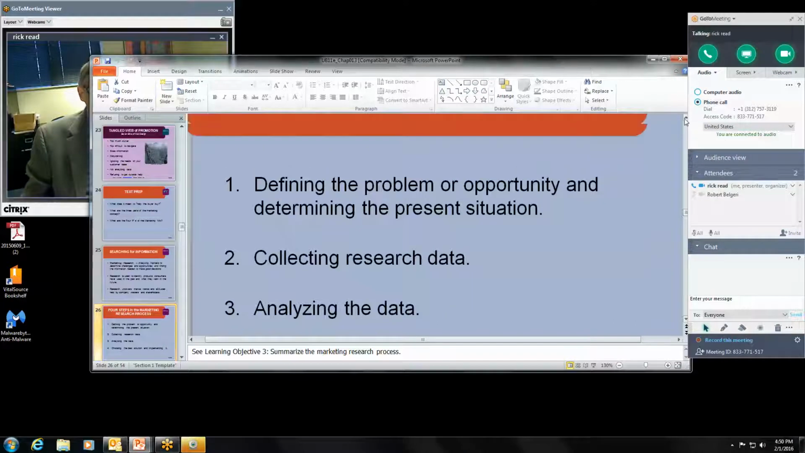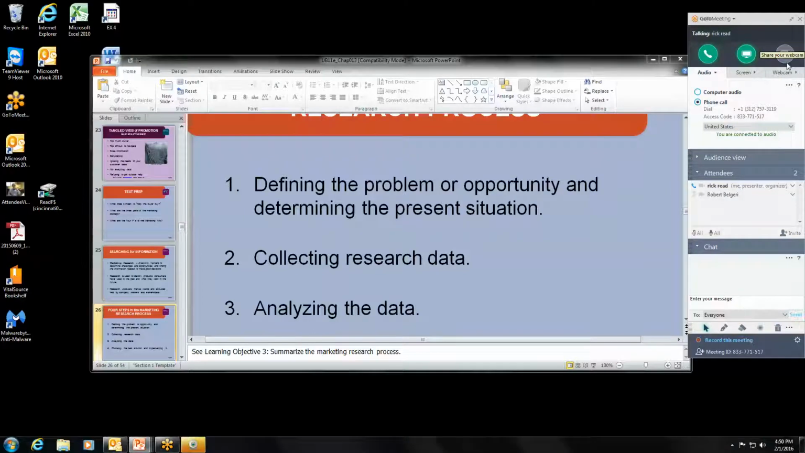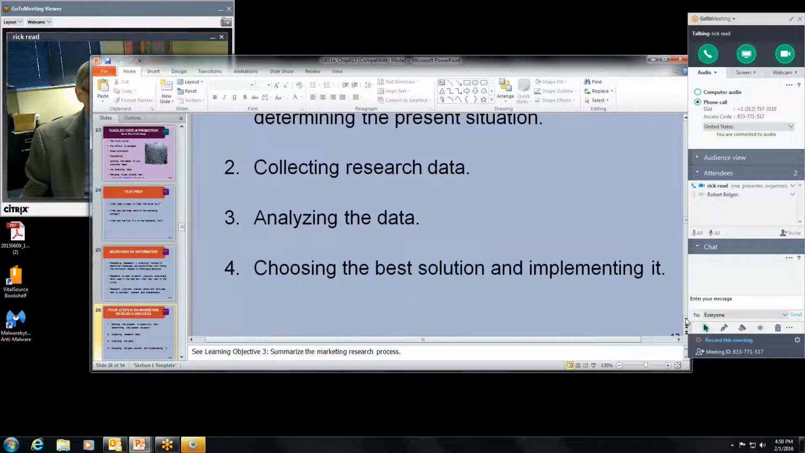So you begin the research by defining what you're trying to do, defining the problem, and also saying, okay, what is the situation as we face it today? And you're going to collect the research data, and you're going to analyze the data. What does the data mean?